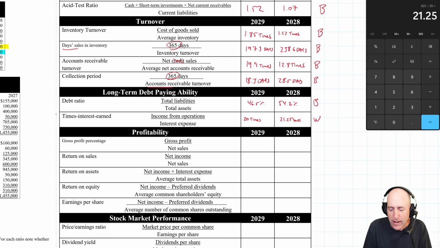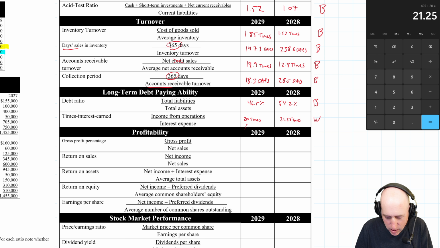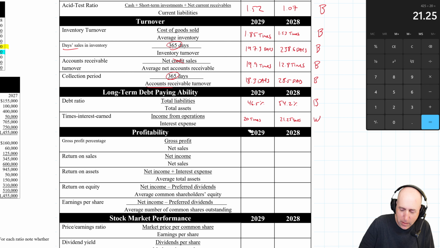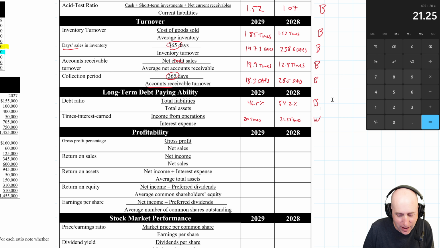That said, if I were looking at this company and I were being sincere in my own belief, even though I got one better, one worse, I would say this one outweighs this one. I would say the better is more important than the worse. And the reason is our debt reduced significantly. Debt dropped by 8%. Times interest earned is a measure, can we afford the interest bill? And the answer is yes, I can definitely afford my interest bill. Marginally more in 2028 than 2029. But this one to me would carry more weight. And so in terms of long-term debt paying ability, because we reduced our debt, that would be a sign to me that it got better overall.